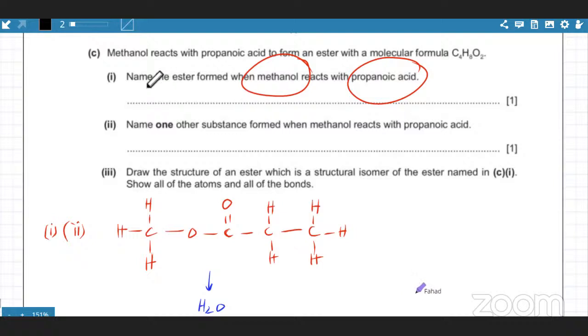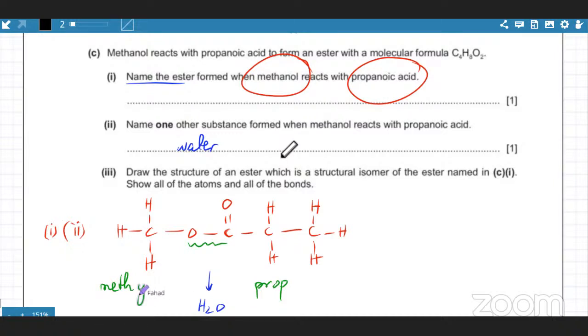So, name one other substance formed when methanol reacts with propanoic acid. The answer to that is water. And the answer to the previous one is we have to name the ester. So how do you name the ester? Esters are named in 2 parts around the ester link over here. This side has 3 carbon atoms, so this is prop. This side has 1 carbon atom. 1 carbon atom is meth. So that's how an ester is named. One side is meth, the other side is prop.